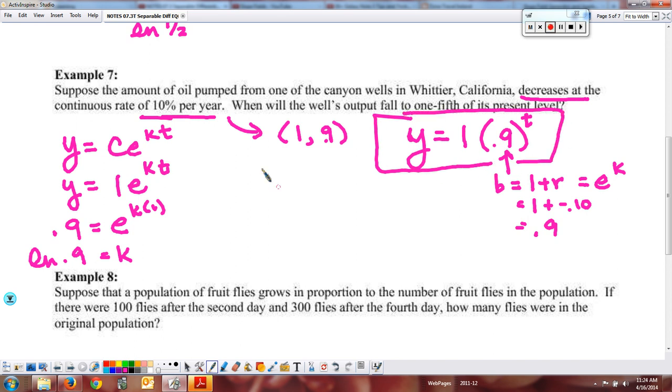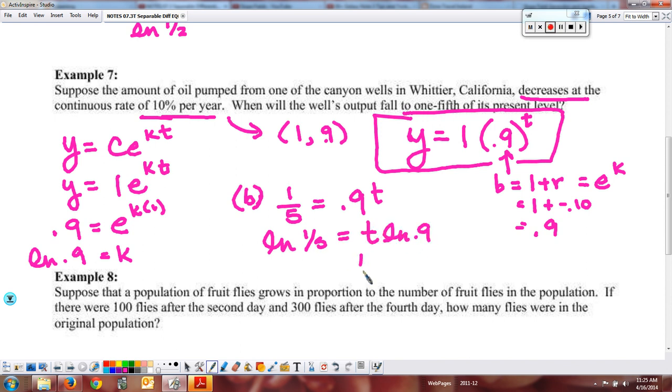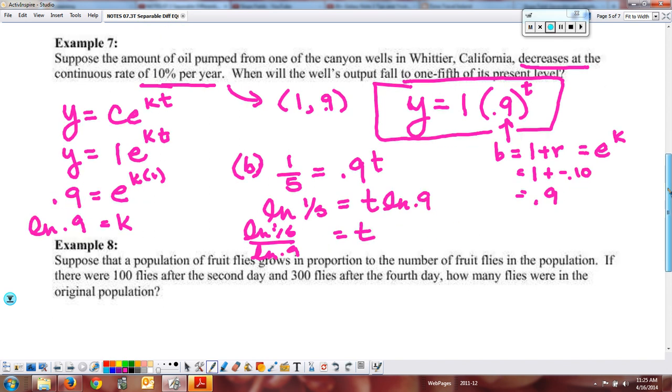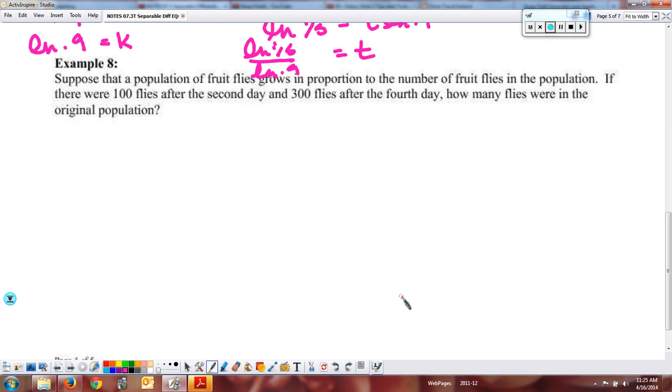And then I want to say, when will the output fall to 1/5? So for the second part of this problem, I just go, well, when is 1/5 equal to 0.9 to the t? And then we simply solve: natural log of 1/5 equals t natural log of 0.9. So t is natural log of 1/5 over natural log of 0.9. So these end up being fairly simple problems for you to work with. You'll see some of them in the multiple choice section, and you're like, hey, this isn't calculus, because it's not really. You can answer this all with pre-calculus.